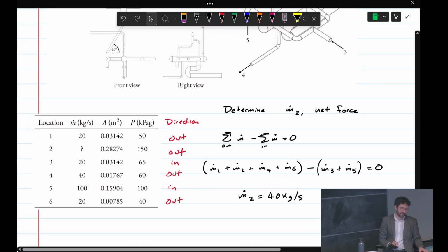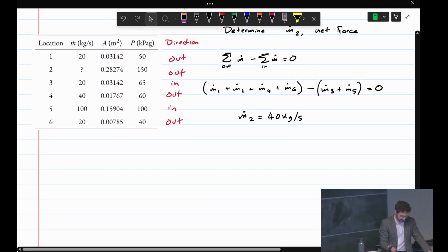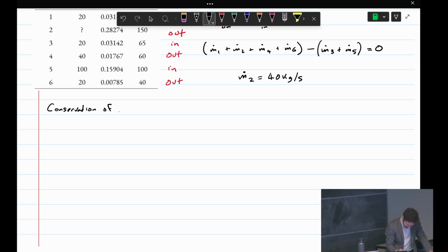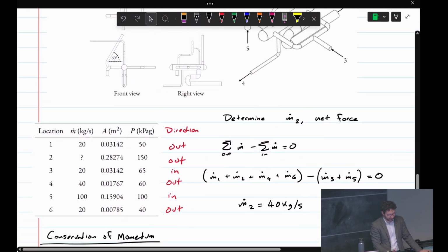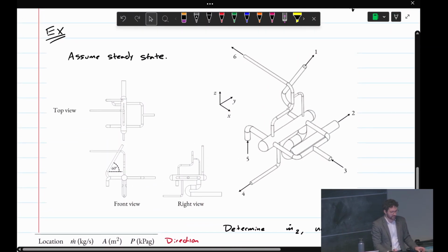So any questions on the mass flow rate summation? Now the conservation of momentum is where I saw most errors being made in the tutorial solutions. So I think it's a mix of conceptual understanding and a mix of just not being careful with the signs.